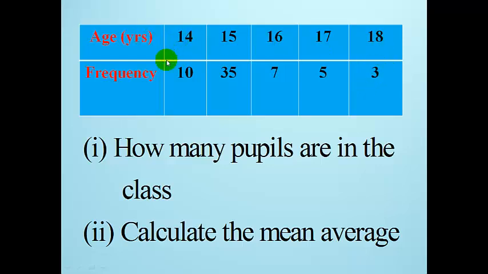So we have the ages and the frequency. Age 14 corresponds to frequency 10. Age 15 corresponds to 35. 16 corresponds to 7. 17 corresponds to 5. And 18 corresponds to 3. Now how many people are in the class? Take note that if you want to know the number of people in the class, you have to add the frequencies together. Calculate the mean average from the table.